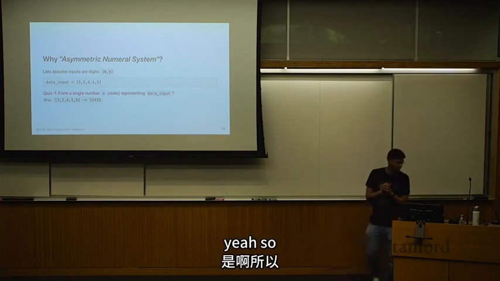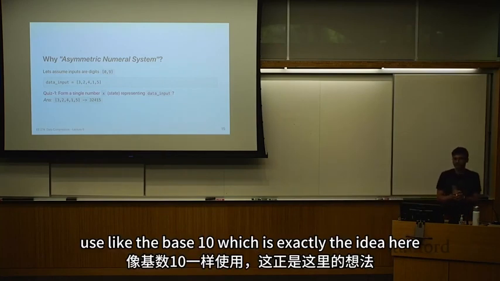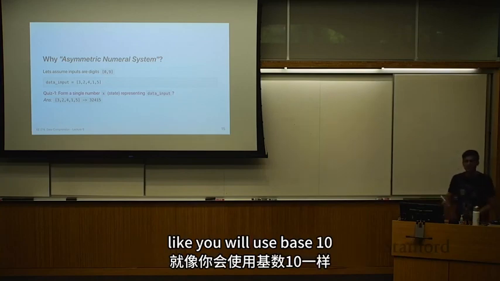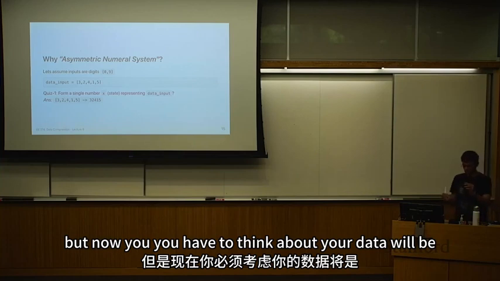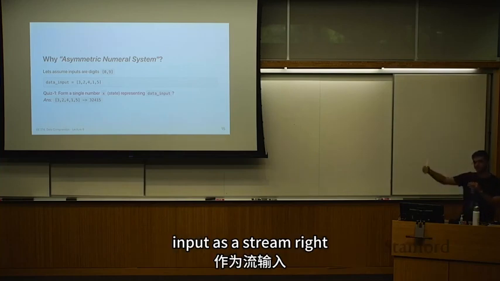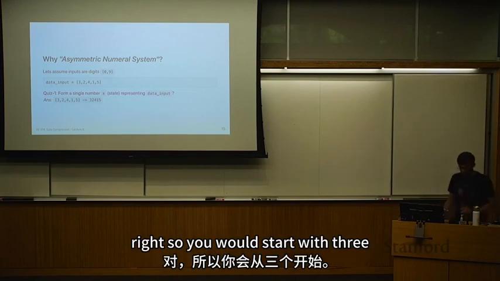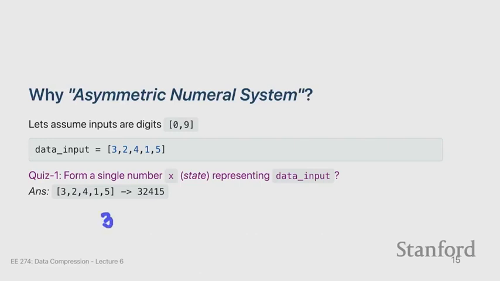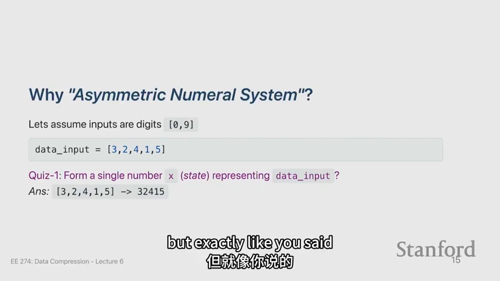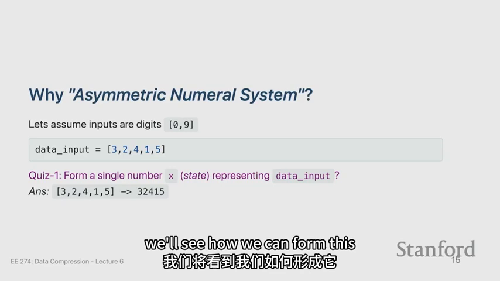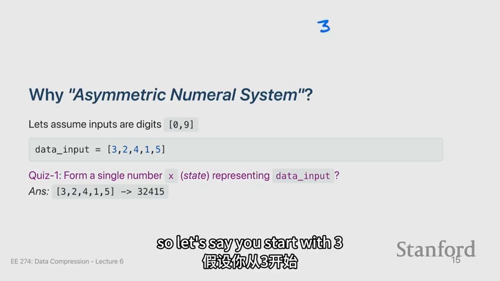Yeah, so the answer was to use base 10, which is exactly the idea here. You will use base 10, but now you have to think about your data being input as a stream, right? So we are looking into a streaming kind of code. You would start with 3. But exactly like you said, we'll see how we can form this. So let's say you start with 3.